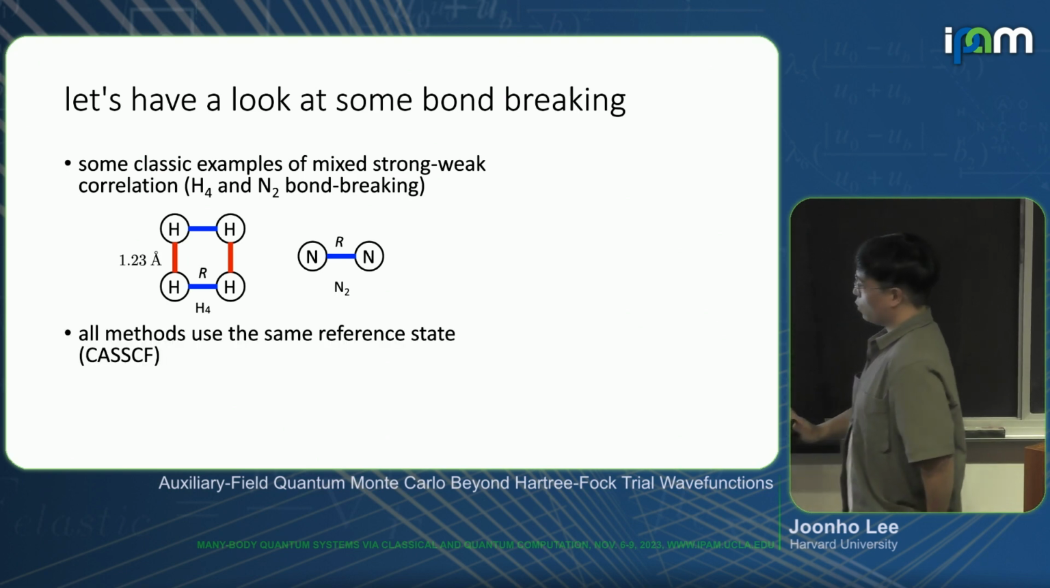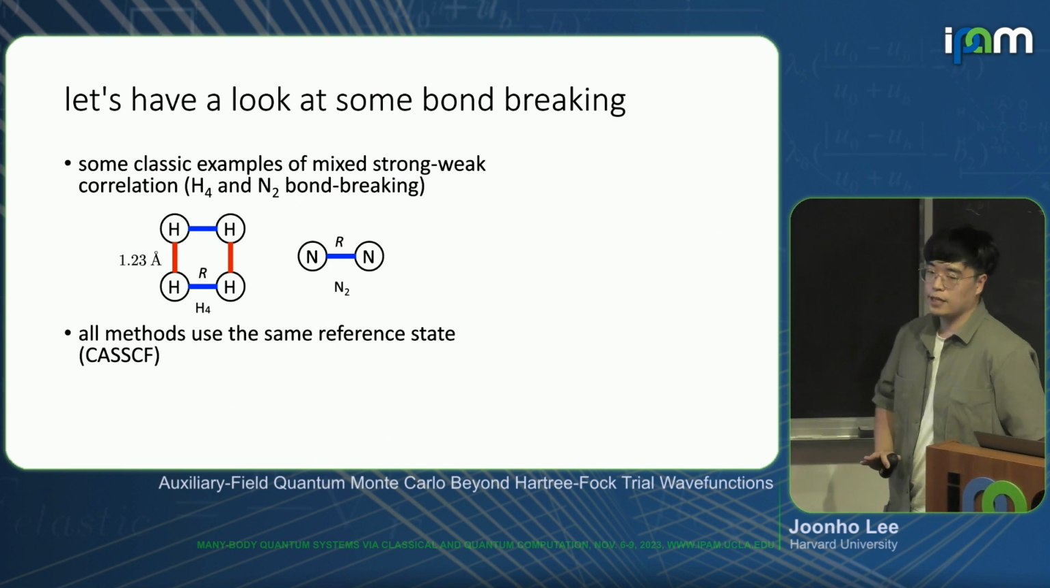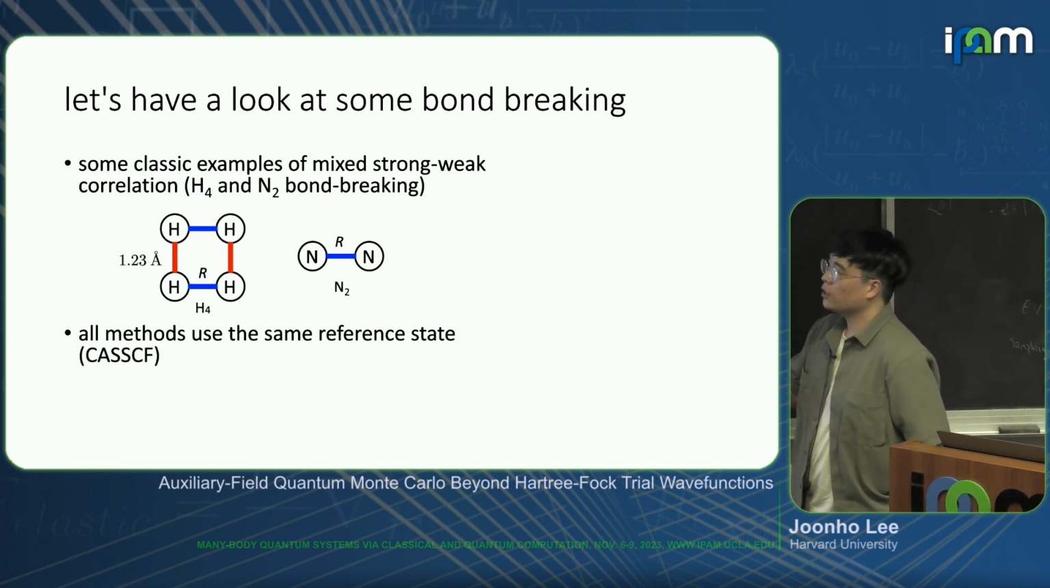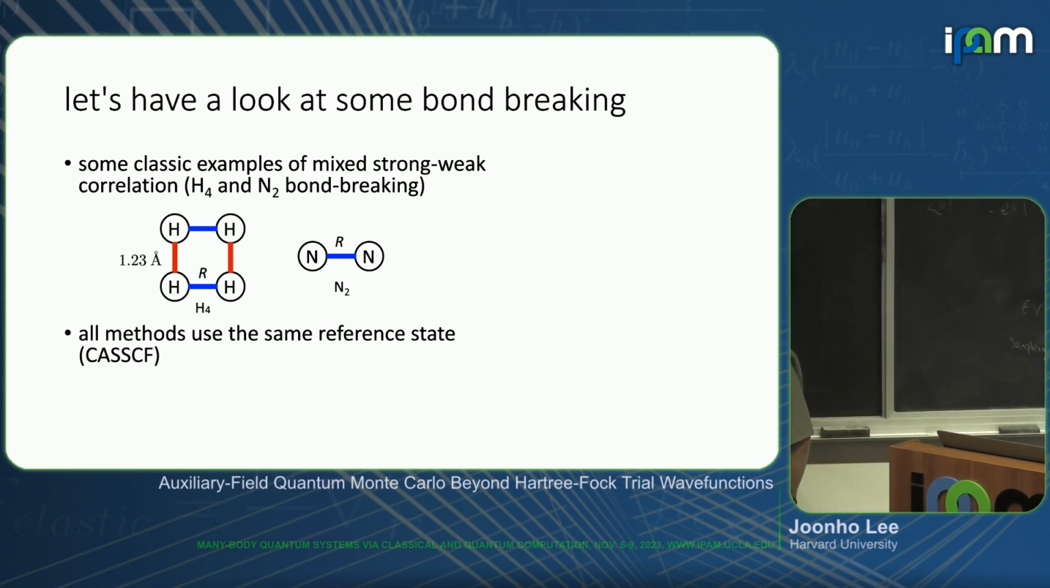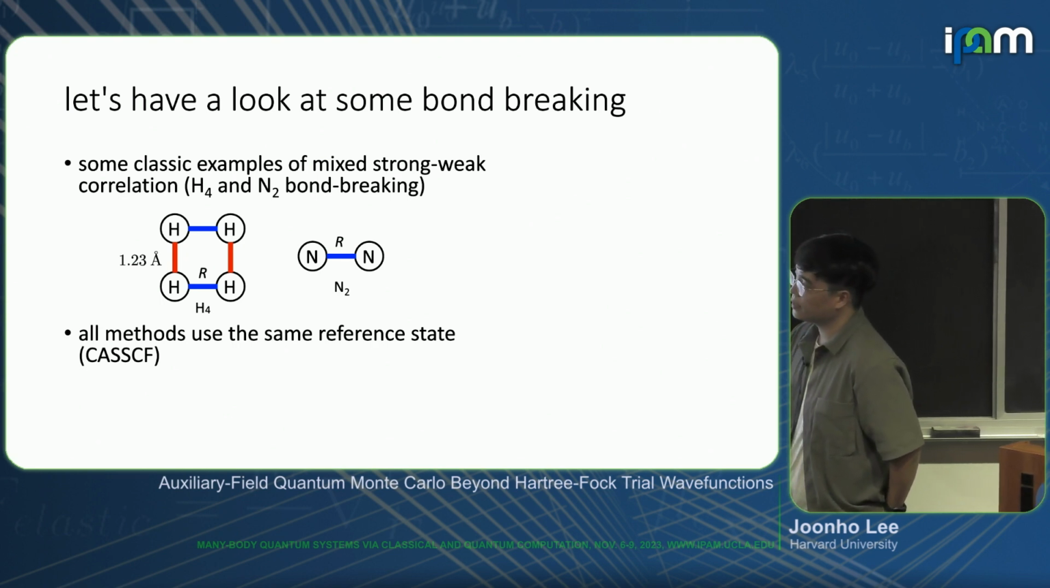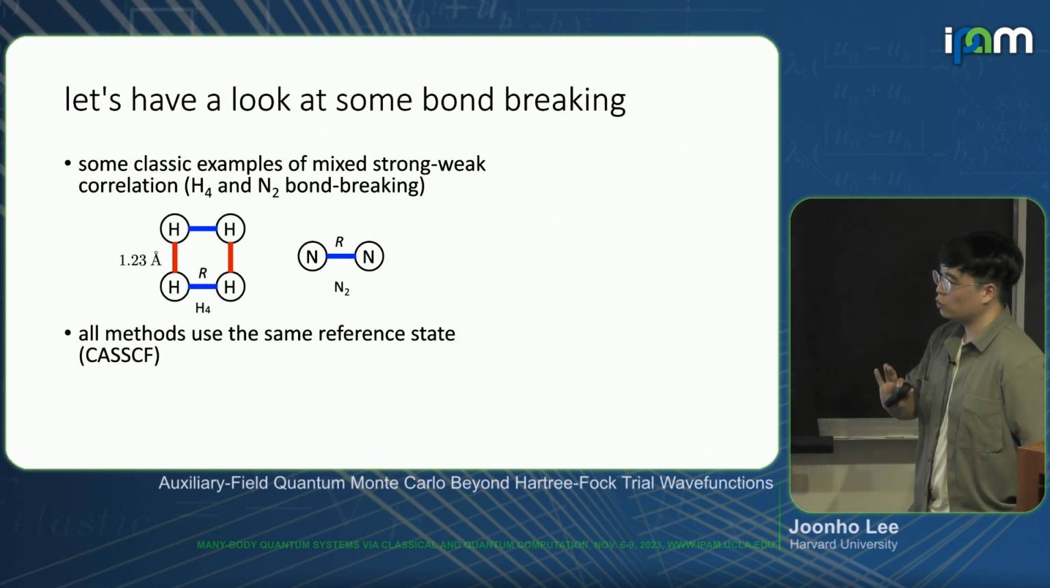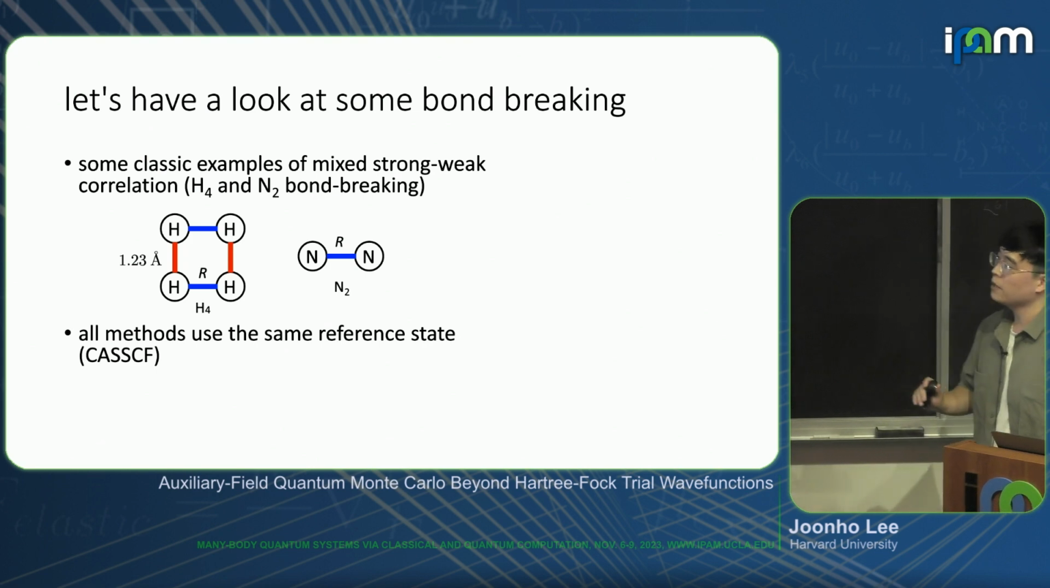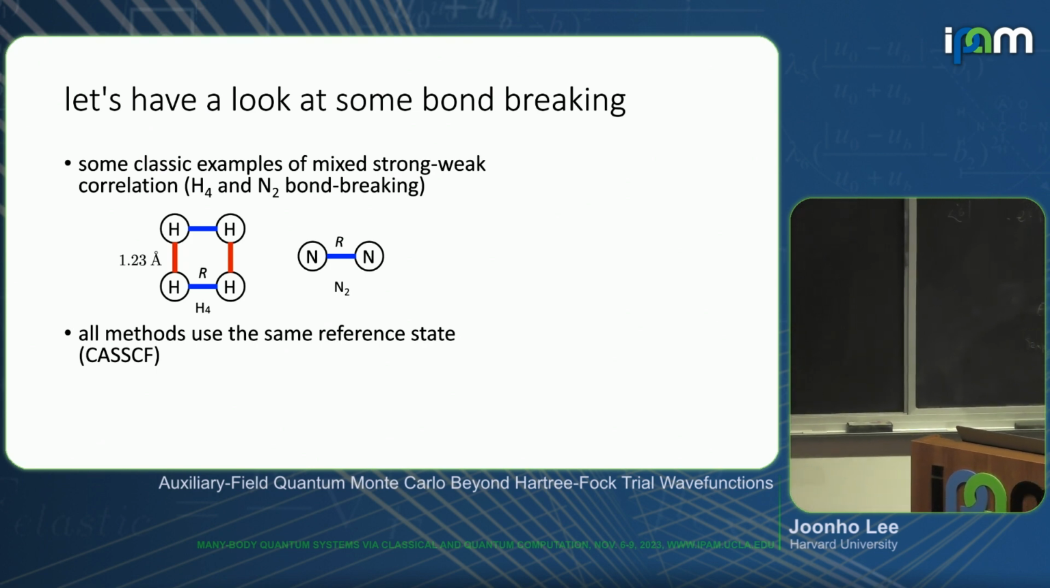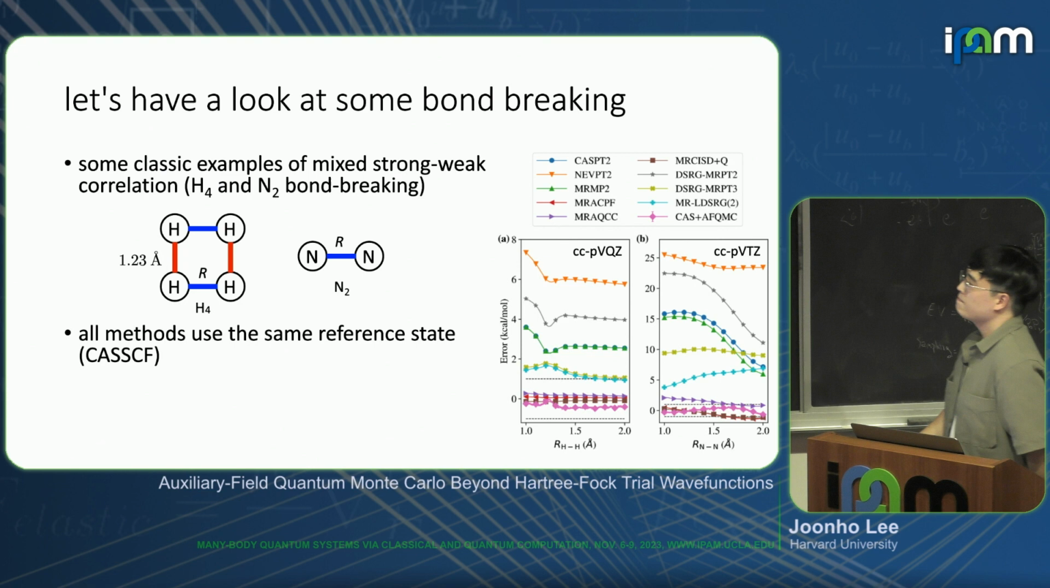All methods I will show you use the same reference state called CAS-SCF. So there is a pretty good active space. You can identify 4 orbitals in this case, 6 orbitals in this case. I'm going to do brute force solve of them. CAS-SCF is affordable to do for this tiny system.